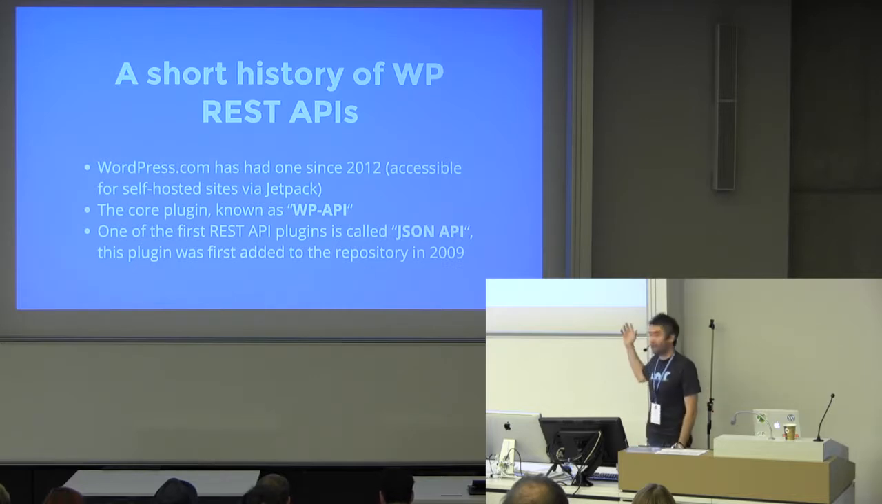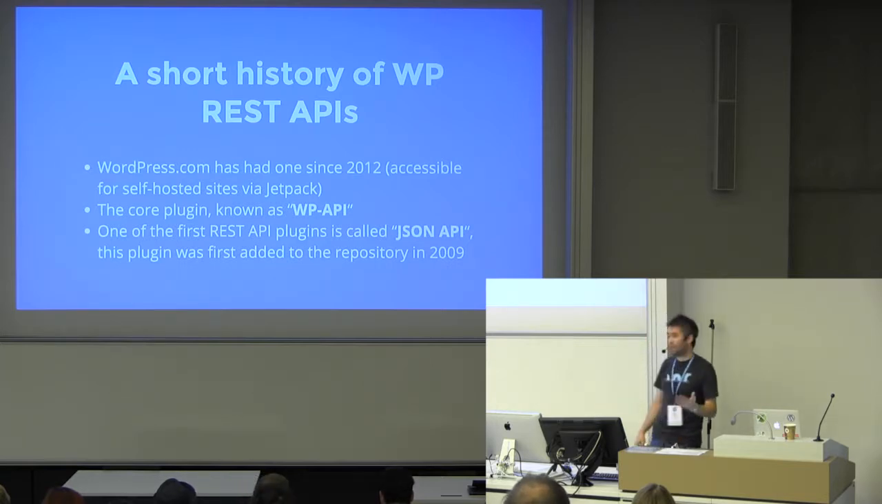But WordPress.com actually introduced a REST API in 2012. Some of you may have used it. It's accessible if you use Jetpack. And the Jetpack guys are outside. They can tell you all about that. So you can get it for your self-hosted sites. And you can also use it on any WordPress.com site.